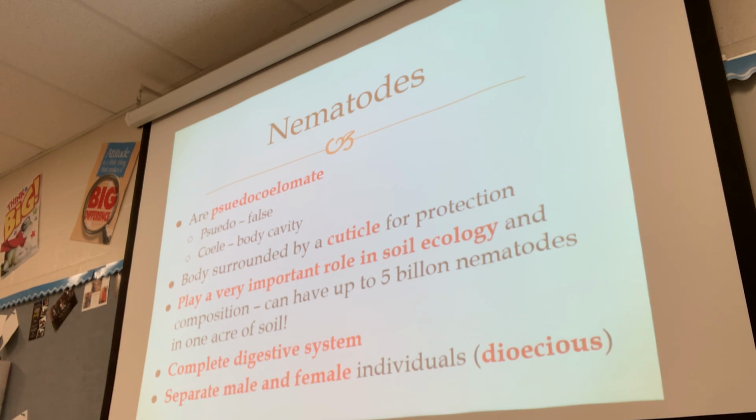Hermaphroditic was what we saw previously, where sponges, jellyfish, and corals could have both, or they could be either. As we mentioned before, we will see hermaphroditic animals in the future still. So like earthworms, for instance, are hermaphroditic. So it doesn't go away completely. It's just for whatever reason, nematodes developed different sexes.